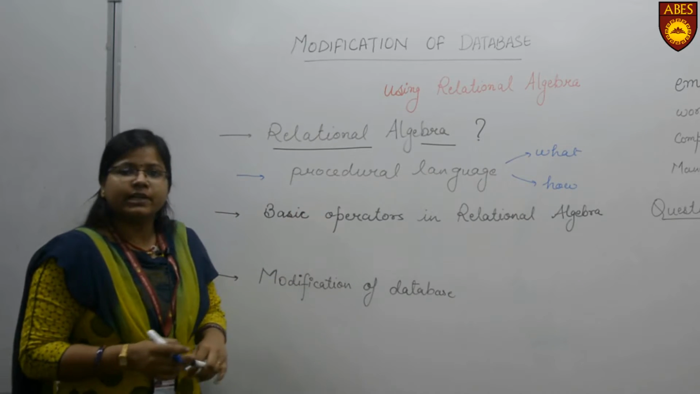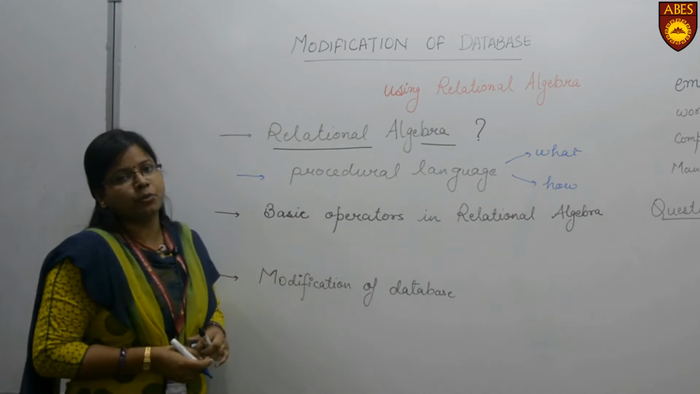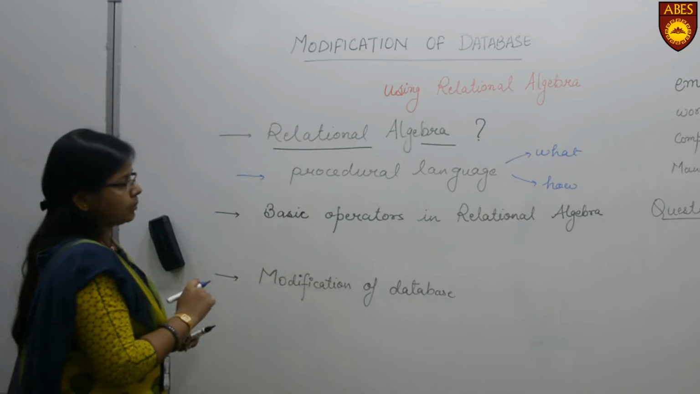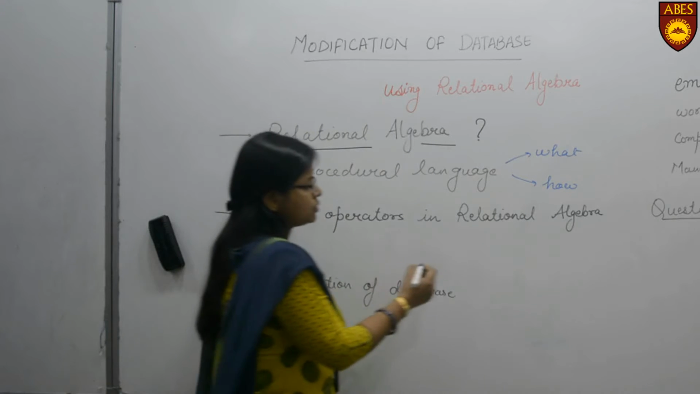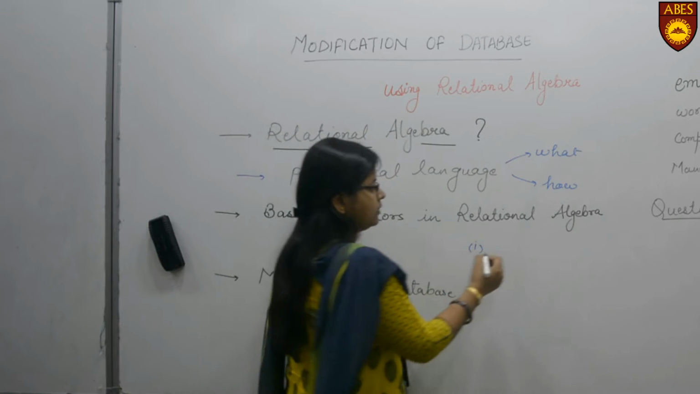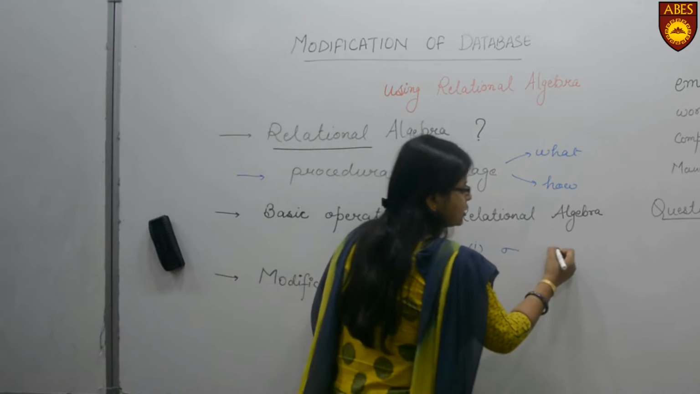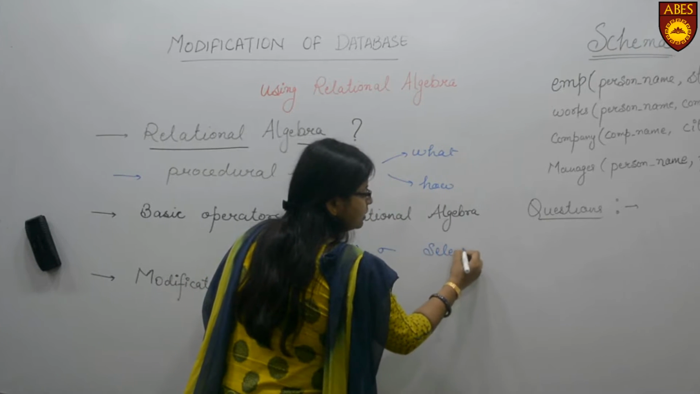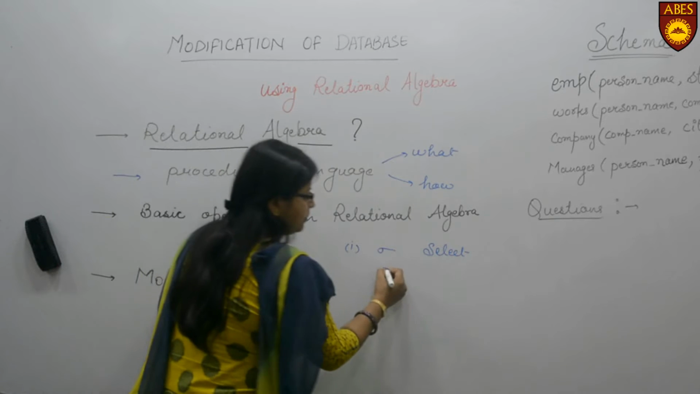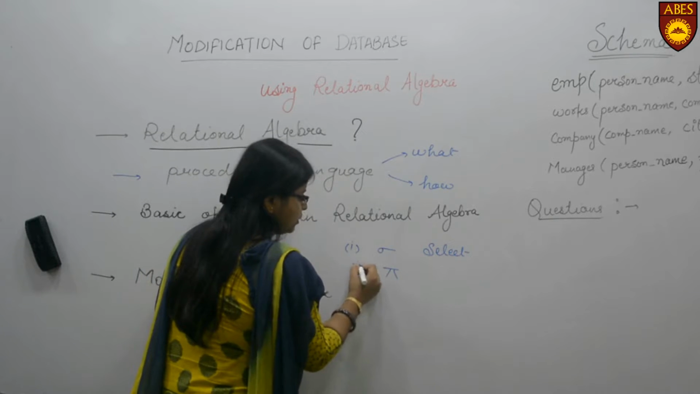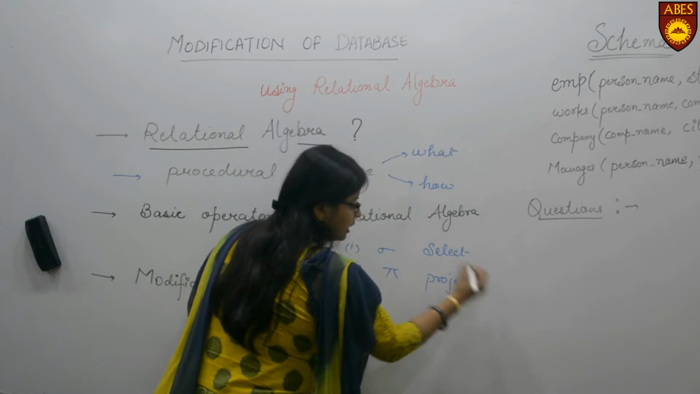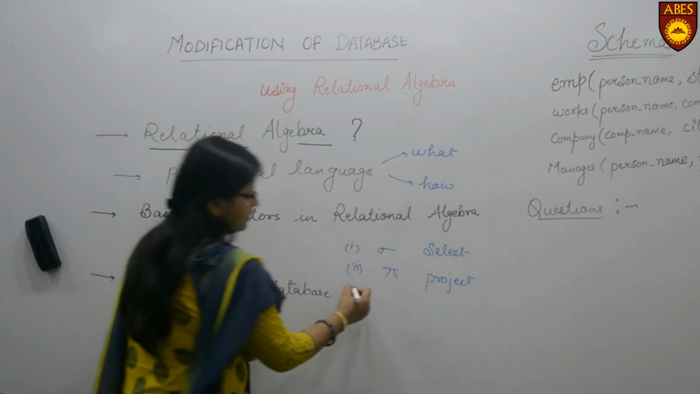So for writing relational algebra queries, we have a few basic operations. Let's have a look at the basic operators of relational algebra. There are basically 6 basic operators. First one is sigma. Sigma is used to select particular tuples from the table. Pi. Pi is used to project a particular column from the table.